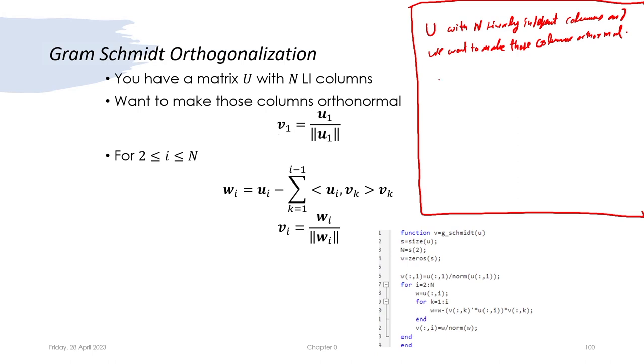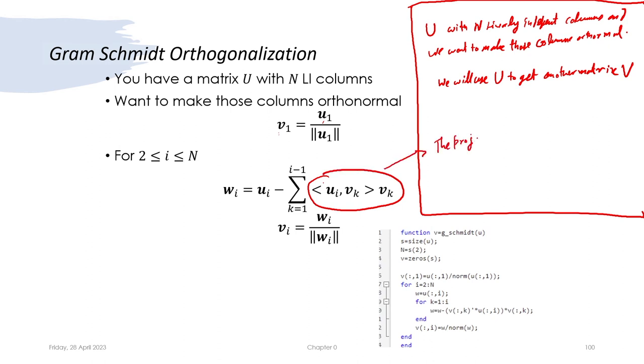So, we will use U to get another matrix V such that the first column of V is given like this, that is a normalized version of the first column of U, which is fine. For the second column, we define W that subtracts the projection. This thing is the projection of U_i on V_k, for the ith element, so k goes from 1 to i minus 1.